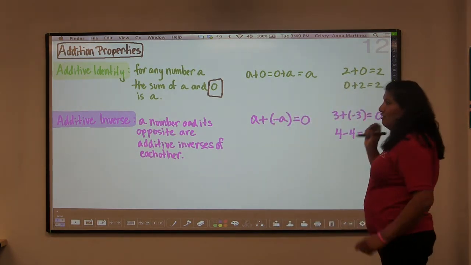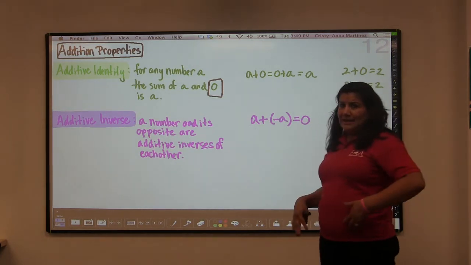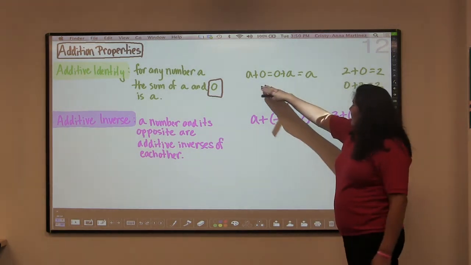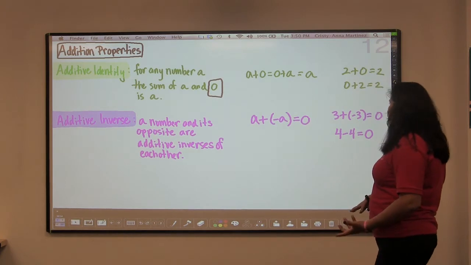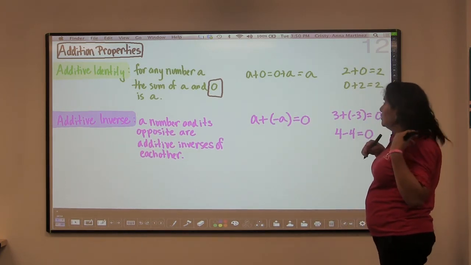So 0 is what we consider the additive identity. Basically, you can add 0 to any number and it stays the same, which we can see here: A plus 0 or 0 plus A is A. An example, 2 plus 0 is 2, 0 plus 2 is still 2.